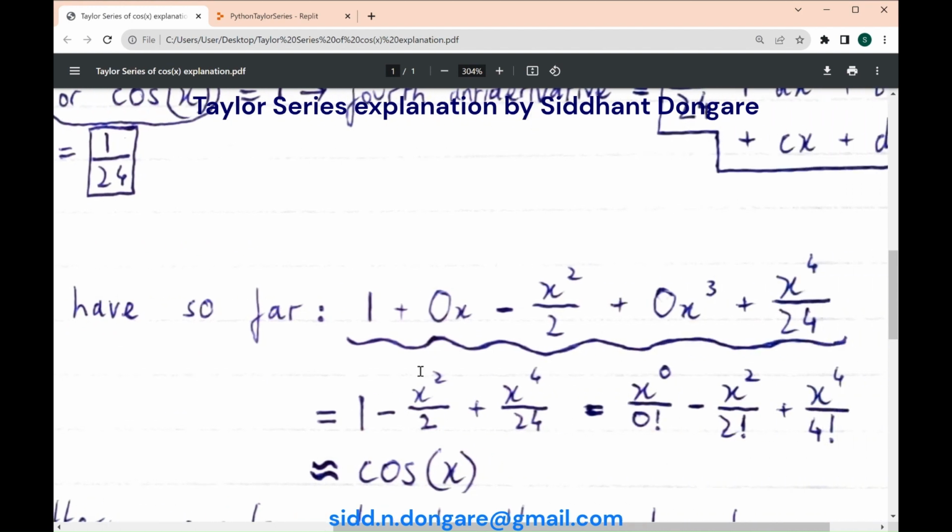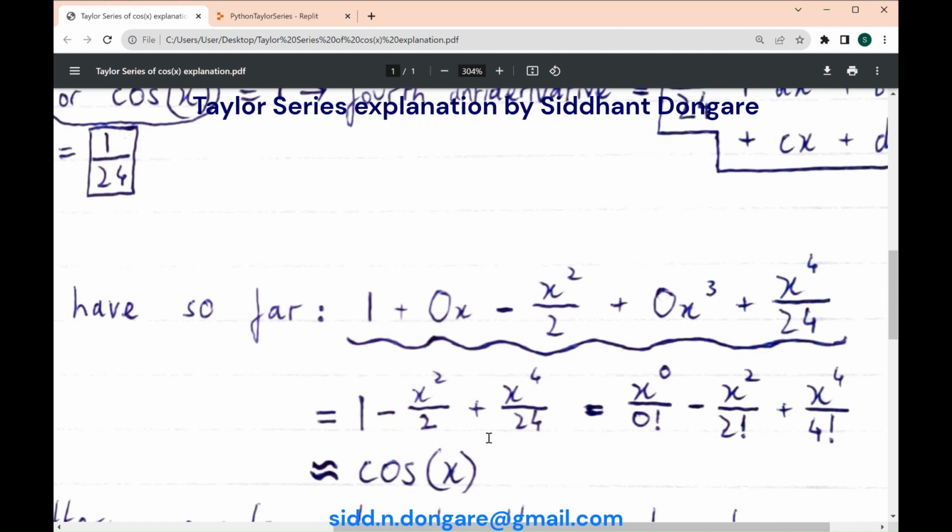So what we have so far is this polynomial. 1 plus 0x, or just nothing, minus x squared over 2, plus 0x cubed, plus x to the 4 over 24. Now this simplifies simply to 1 minus x squared over 2, plus x to the 4 over 24. And that can be written as x to the 0 over 0 factorial, minus x to the 2 over 2 factorial, plus x to the 4 over 4 factorial.